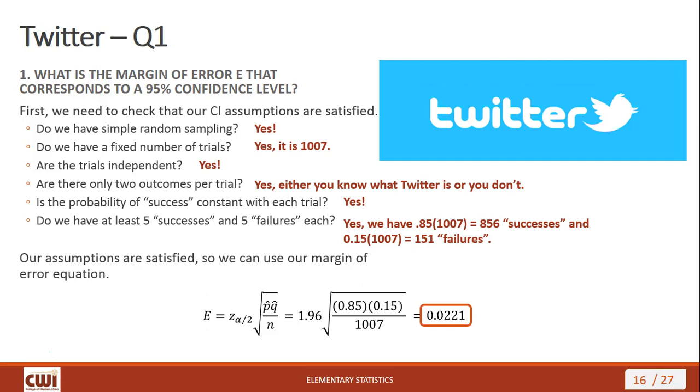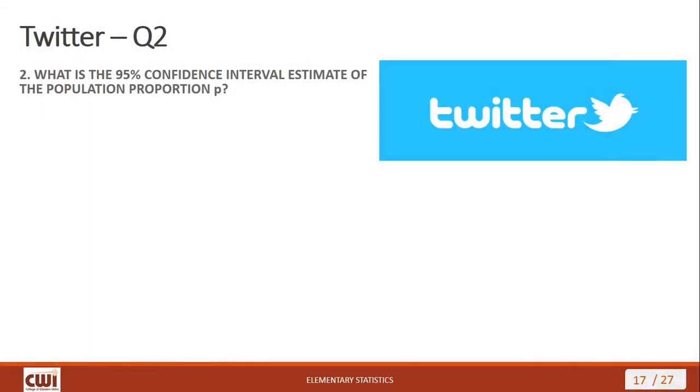Notice that I'm actually taking this out to 4 decimal places. I'm doing that because at the end we're going to round to 3 decimal places, so I want at least 1 extra decimal place in there to help me avoid potential rounding errors. Because the second question is going to ask us to calculate a 95% confidence interval estimate of the population proportion P. So first we need to find our point estimate for the population proportion.